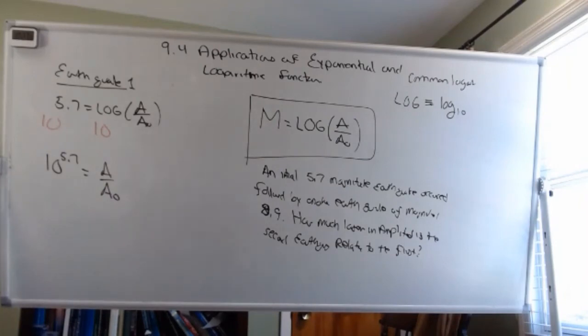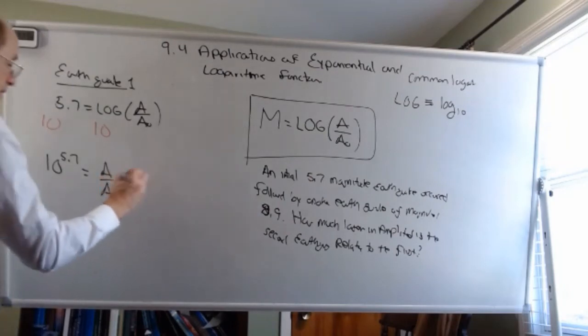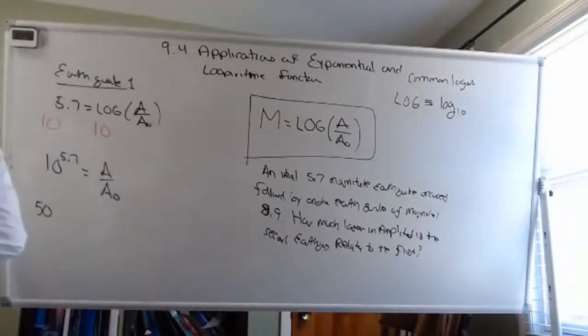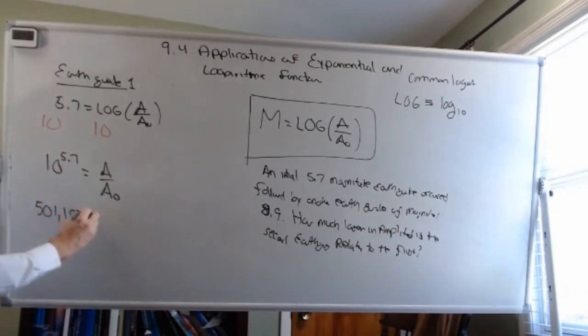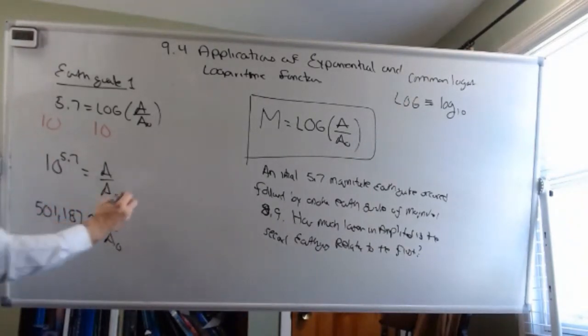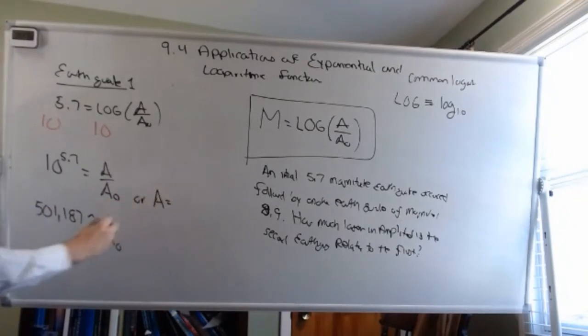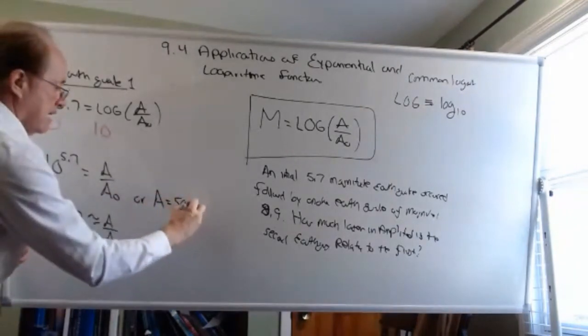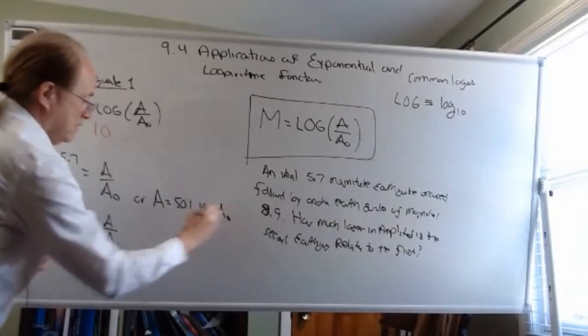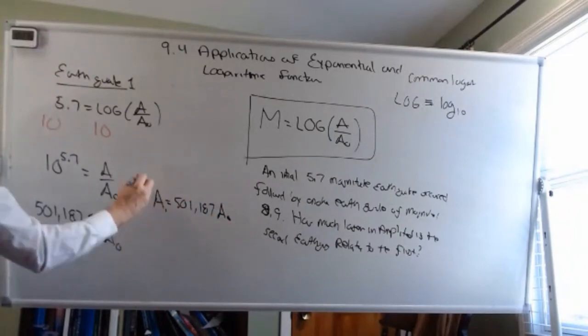So 10 raised to the 5.7 power, I get, looks like 501,187 approximately is approximately equal to A over A0. I can do that calculation. Or the amplitude is about 500,000 times larger than the background amplitude. So there's the amplitude for earthquake 1, we'll call that.